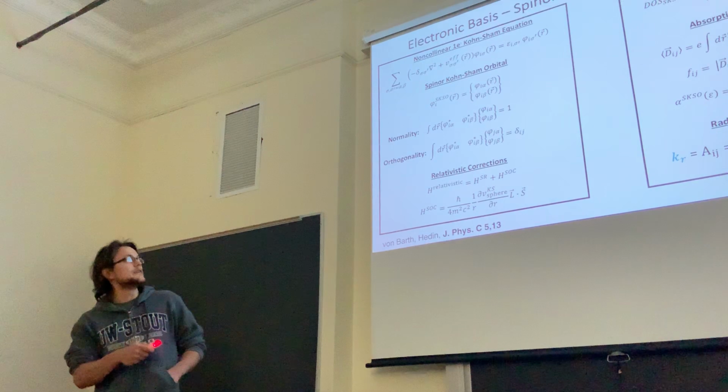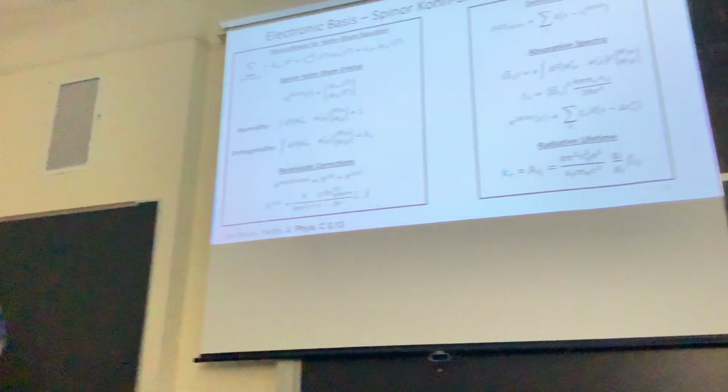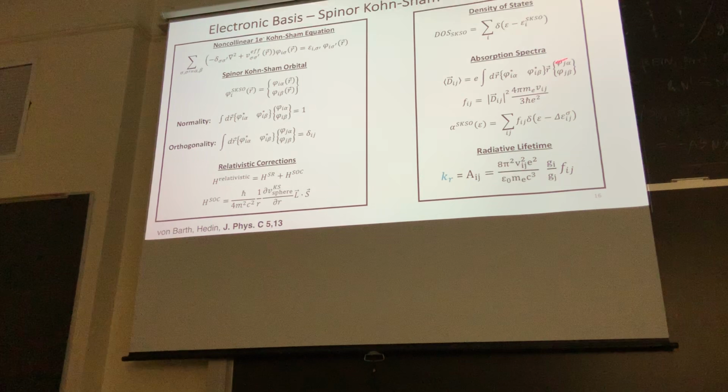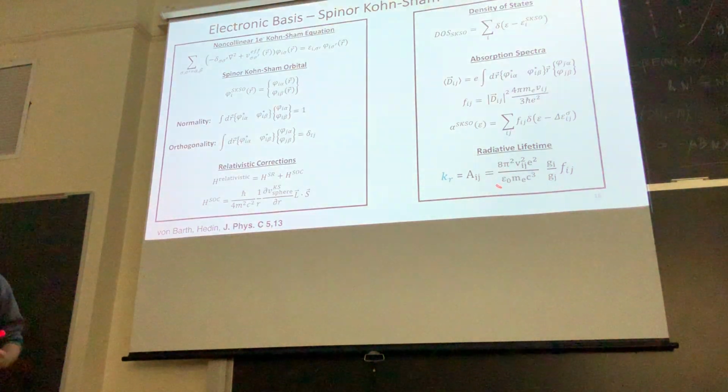So those are the orbitals, and these are the ground state observables we compute. We have the density of states, and we compute absorption spectra using the spinors, so we compute the transition dipole between two orbitals, which feeds into oscillator strengths. Oscillator strengths are just the probability of photoexcitation between two states due to coupling to an electromagnetic wave. You can make an absorption spectrum from that, and I'll also note that from the oscillator strengths we can compute a radiative lifetime using Einstein coefficients for spontaneous recombination.